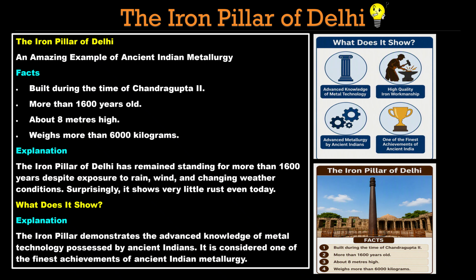So what does this pillar tell us? The Iron Pillar of Delhi demonstrates the advanced knowledge of metal technology possessed by ancient Indians. It shows the high level of skill and craftsmanship used in working with metals during that time. Because of its durability and resistance to rusting, the Iron Pillar is considered one of the finest achievements of ancient Indian metallurgy and stands as a proud example of India's scientific and technological heritage.